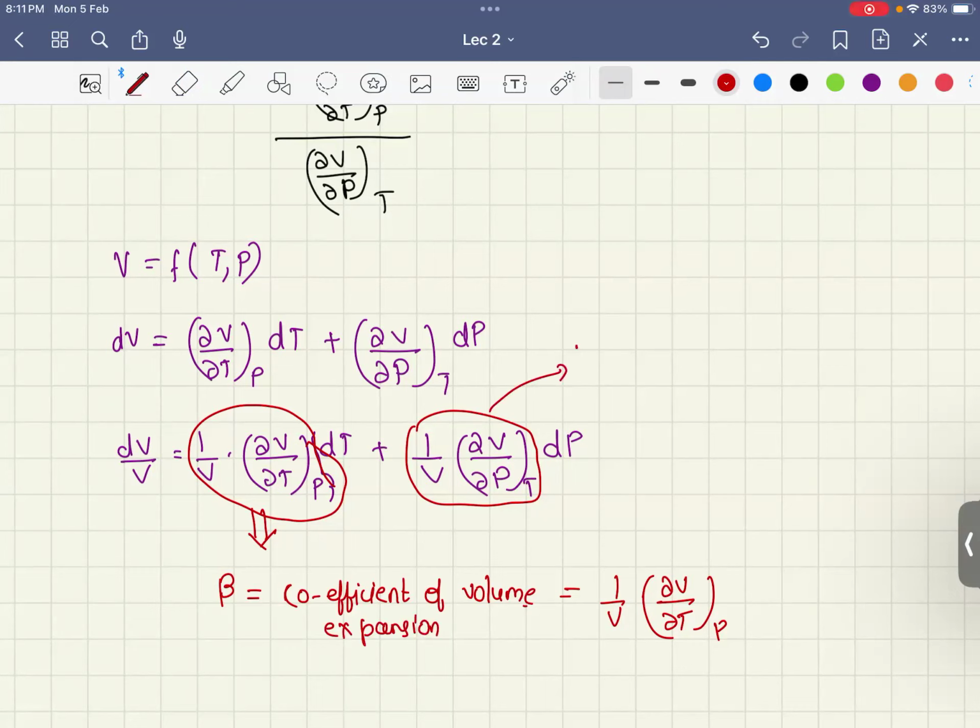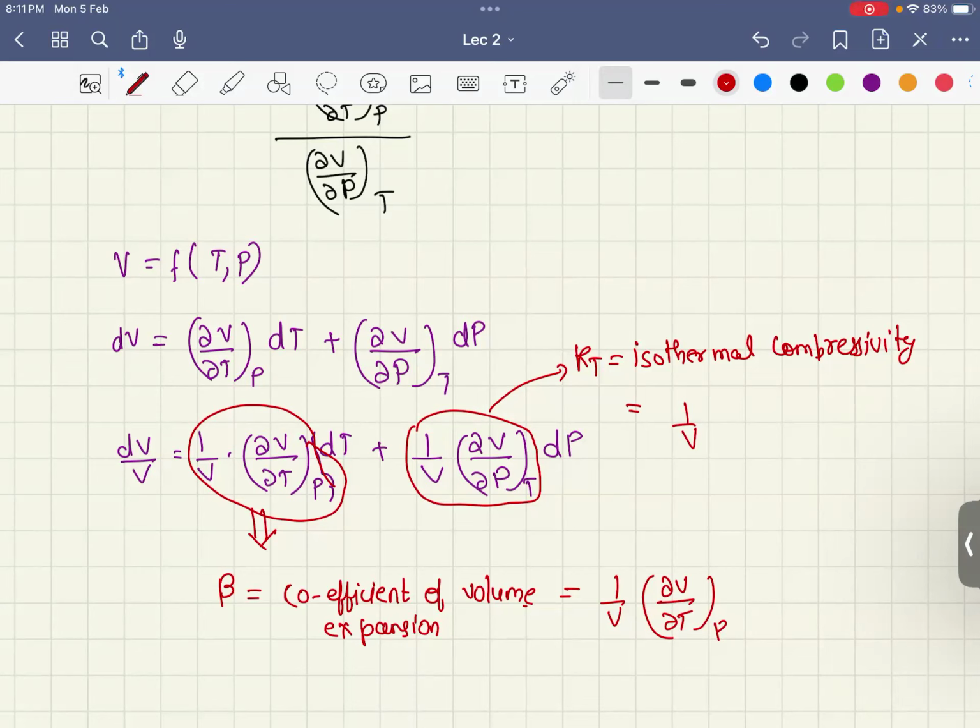Okay. This is what we call KT, the isothermal compressivity. It is a property of the system, like pressure and temperature. For example, I can say the coefficient of volume expansion of iron at 10 bar is, let's say, 10 units, or the isothermal compressivity of nickel at this temperature is this value. So this is 1 by V.